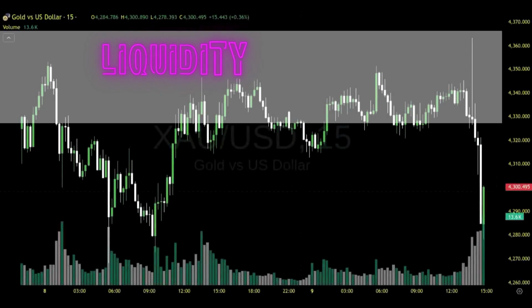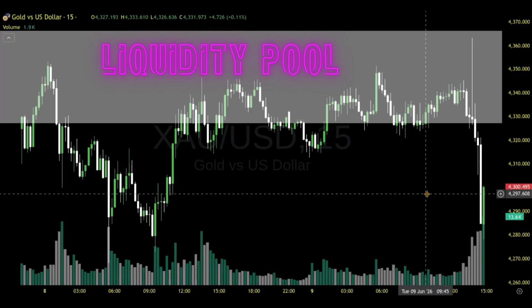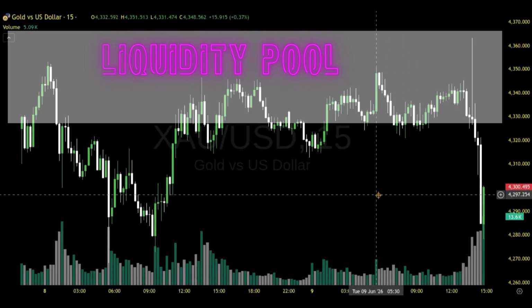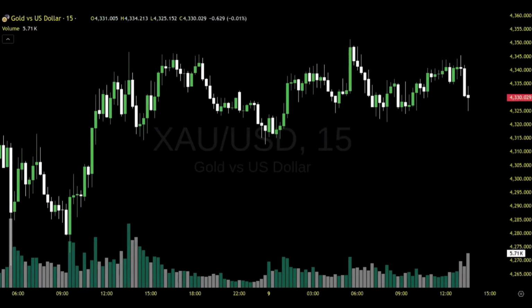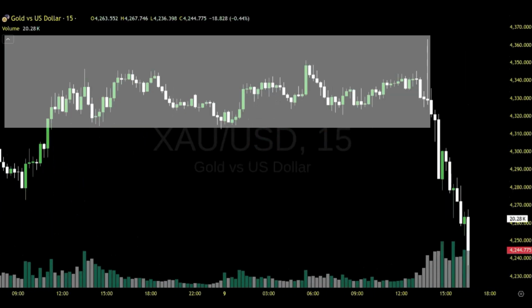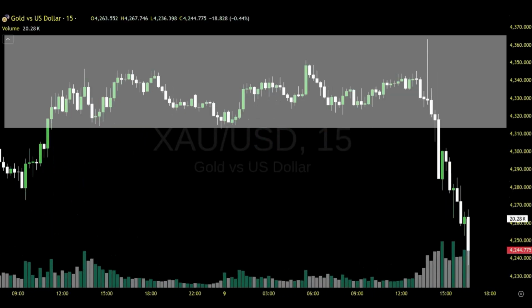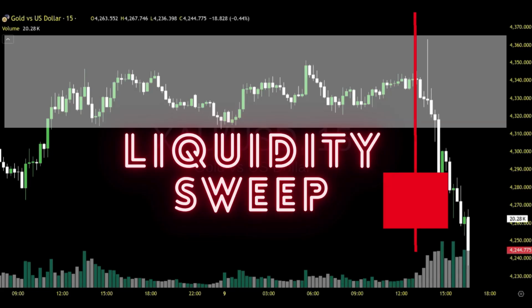Now think about what happens. A large number of orders are sitting in the same area. This area becomes liquidity. Professional traders know these orders exist. And very often, gold moves toward that liquidity before making its real move.